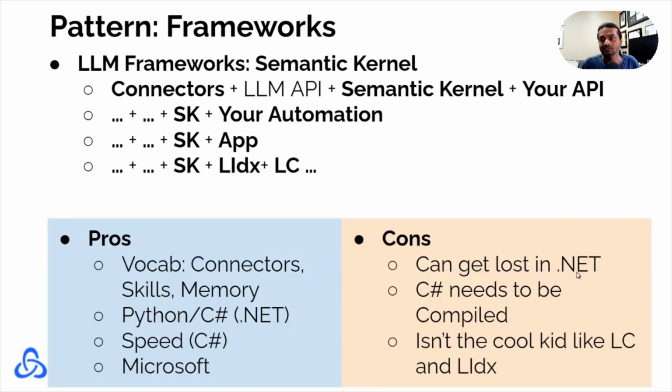Semantic Kernel, not the winner of the popularity game, but definitely the winner in my book for just amazing complexity that's distilled in a very simple way. Same type of pattern. You can do whatever you want. They call it connectors. They have better vocabulary: connectors, skills, memory. It's available in Python and C#. It's backed by Microsoft. Cons: you could get lost in the .NET. C# needs to be compiled. It's not as cool as LangChain and Llama Index.